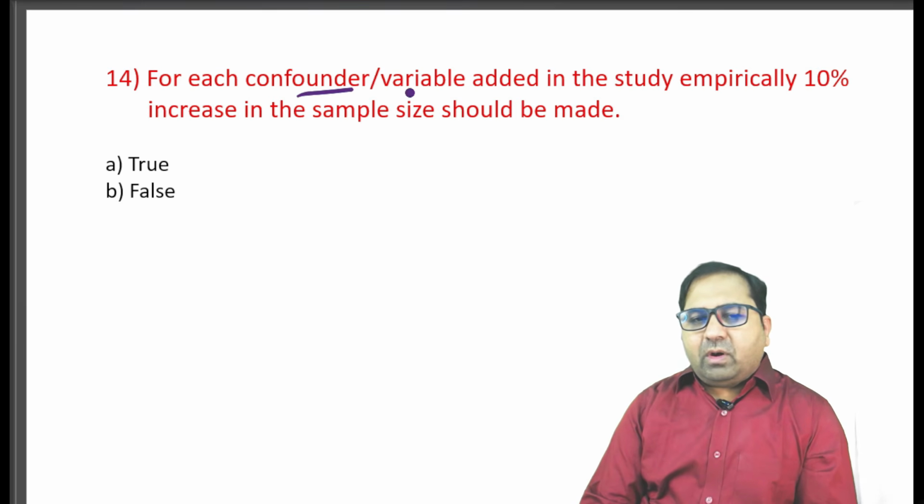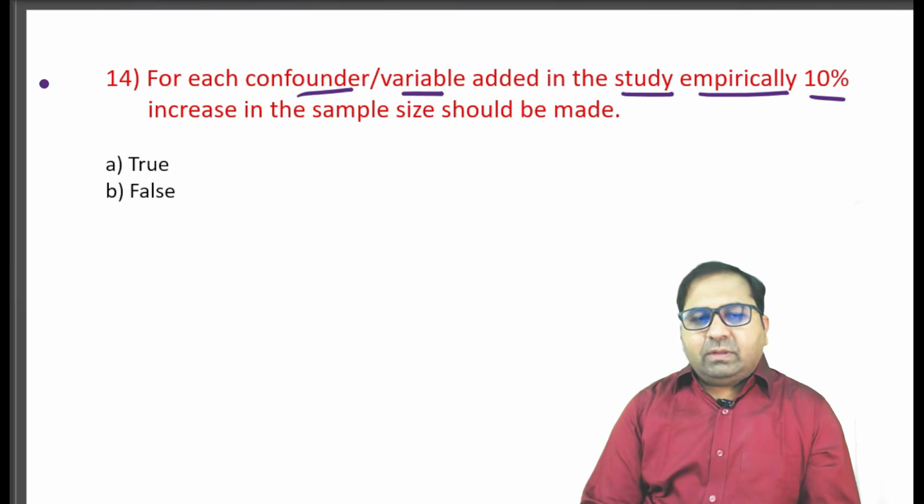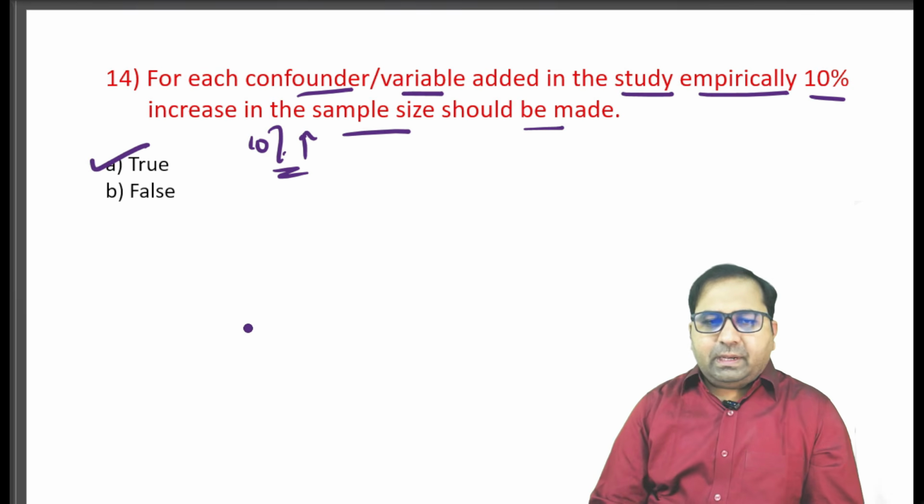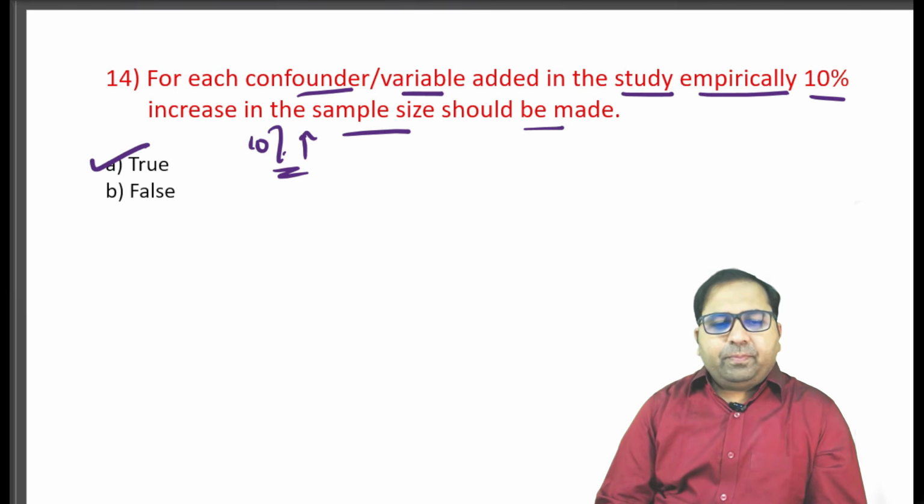For each confounder or variable added into the study, empirically, 10% increase in the sample size should be made. Is it true or false? Once again, for each confounder or variable added in the study, empirically, 10% increase in the sample size should be made. Is it true or false? Yes, it is a true statement. Okay. Now the next question.